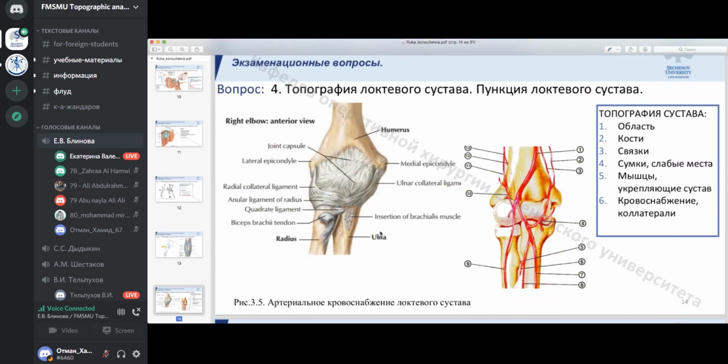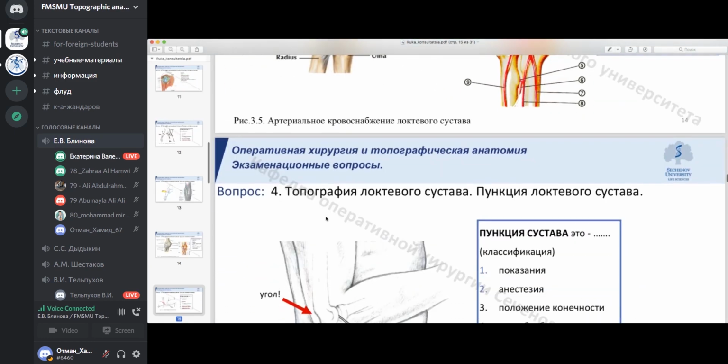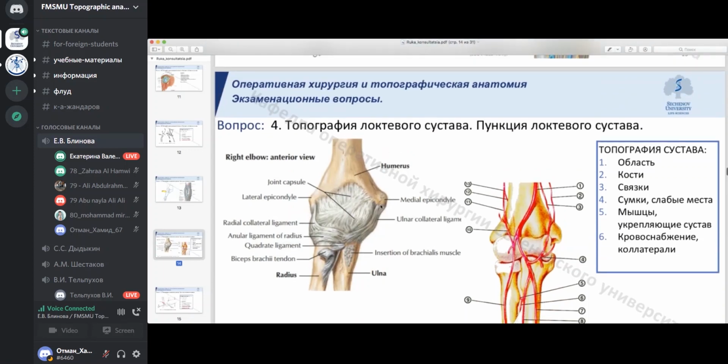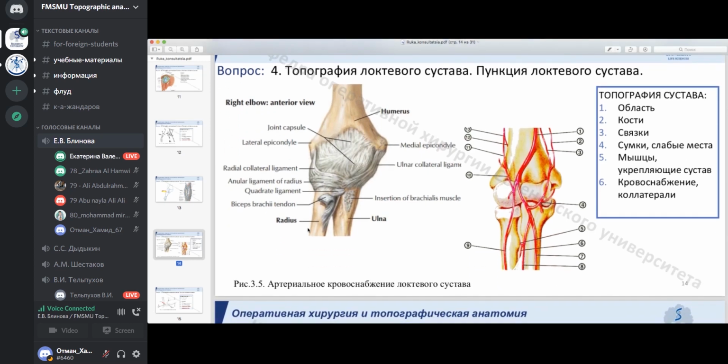On the posterior region, there are skin, subcutaneous tissue, superficial fascia, and you can see the elbow joint. Elbow joint is a complex joint because it has three articulatio surfaces, the humerus, radial, and ulna. The capsule is fixed by many ligaments. It's an ulnar collateral ligament, radial collateral ligament, and others. The elbow joint is supplied by arteries, and the arteries form here the arterial net. Arterial net is formed by branches of the brachial artery and descending and ascending branches of the radial and ulnar artery.